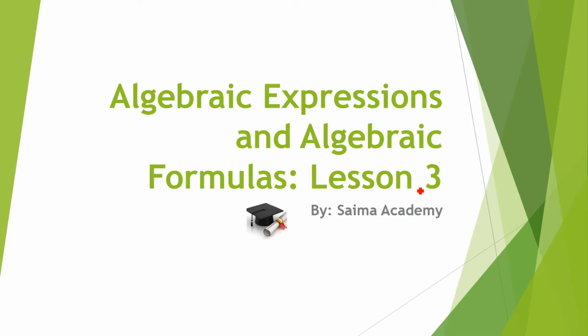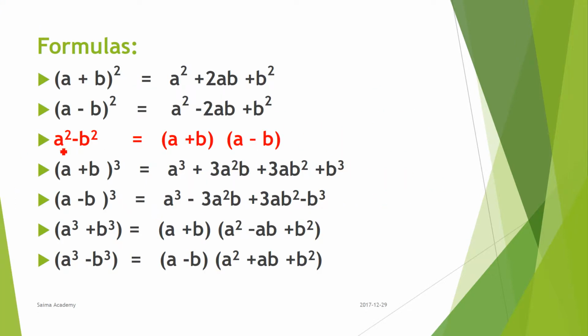This is our lesson number 3 of algebraic expressions and algebraic formulas. In this lesson, we will discuss our third formula, this one. And it is the easiest formula. It is a square minus b square equal to a plus b multiplied by a minus b. So you can see the difference.